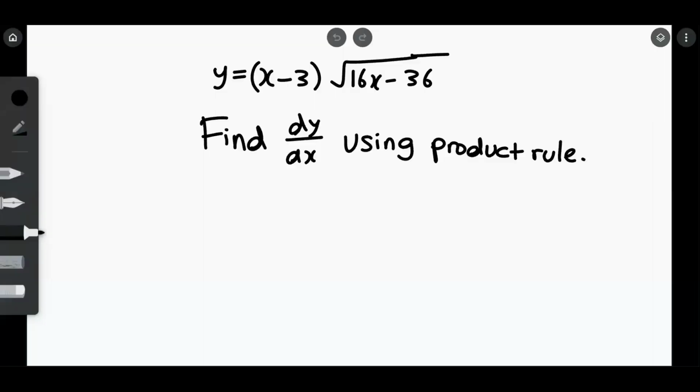Okay, your question is this. Alright, so your scripts are there. Yes. Okay. I'll be giving you 5 minutes. Your time starts now. Use product rule only. And go.